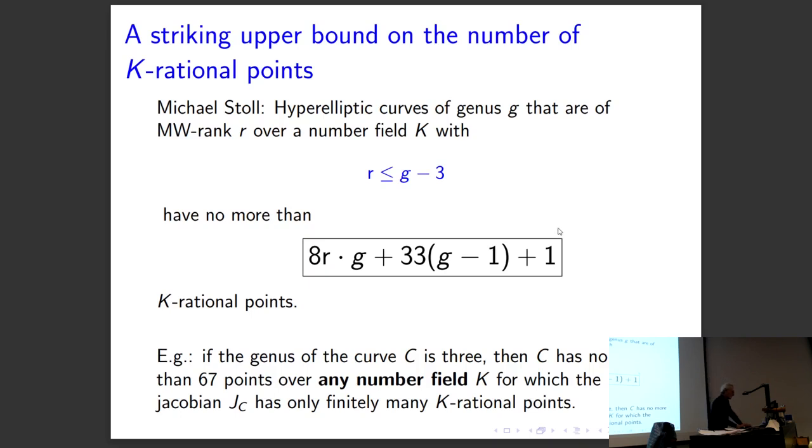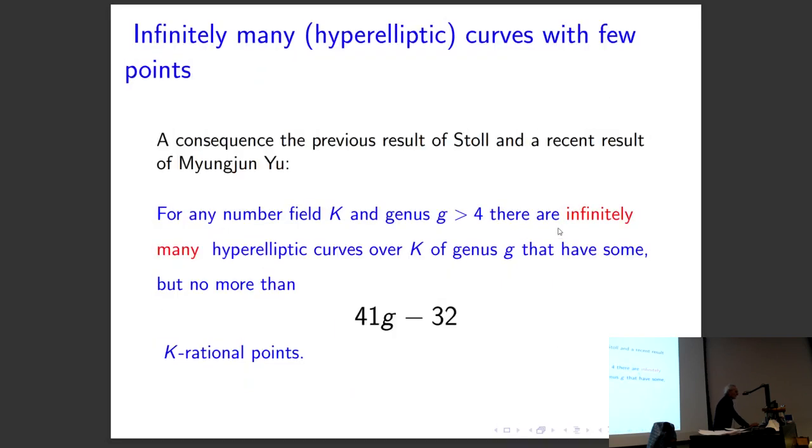You can go the other way, that is to say, the other way in terms of uniformity. You can ask how many hyperelliptic curves have few points. And here's a consequence of a result of Stoll and Minhyong Yu: if the genus is greater than 4, and the class of curves you're interested in are hyperelliptic curves, there are infinitely many hyperelliptic curves over K of genus g that have some, but no more than 41g minus 32 K-rational points.